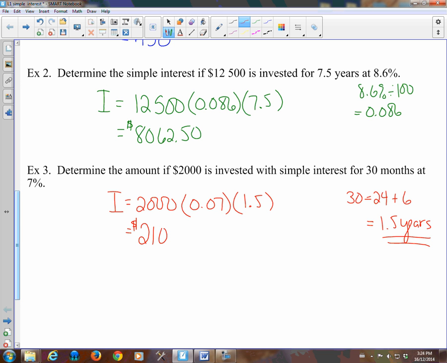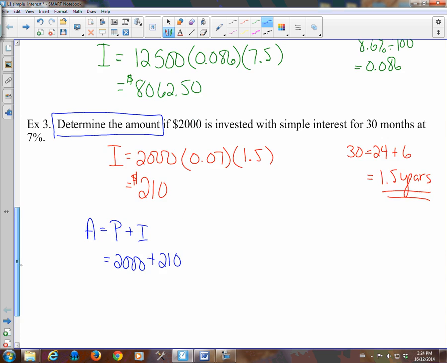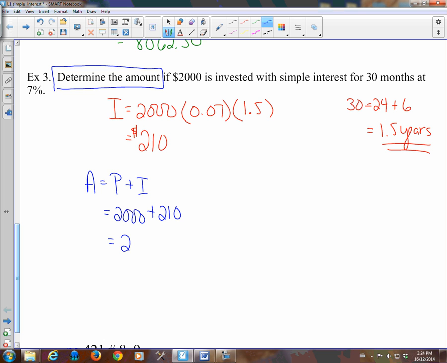$210 in interest. Now make sure that you always read the question carefully, because it says determine the amount. The amount is the principal plus the interest. So I started with $2,000 and I'm going to add the interest. So the amount I end up with is $2,210 after a year and a half.